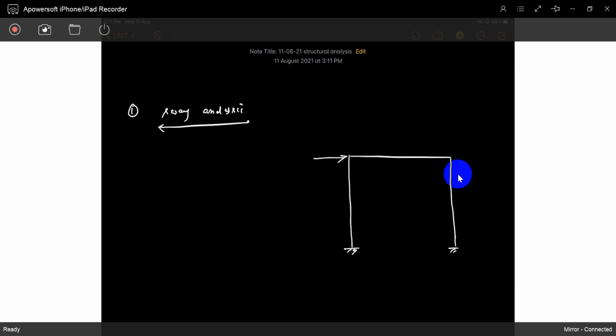That's a horizontal load of 50 kilonewtons. A, B, C, D. It's 6 meters, it's 4 meters. It's I, it's 2I. Okay, take that problem. There is no extra loads at all.